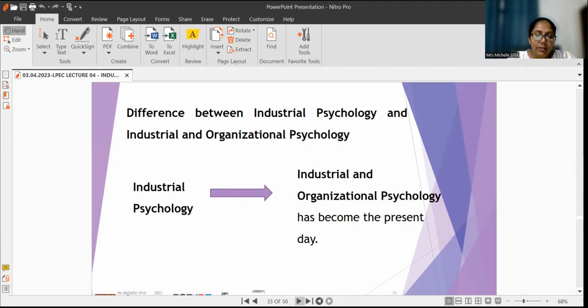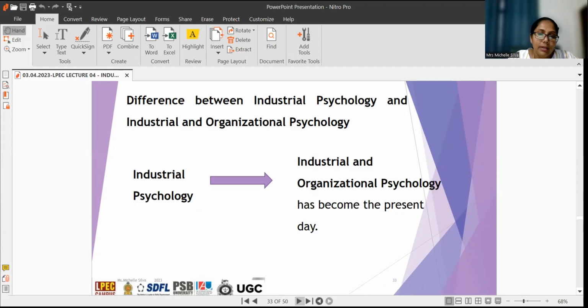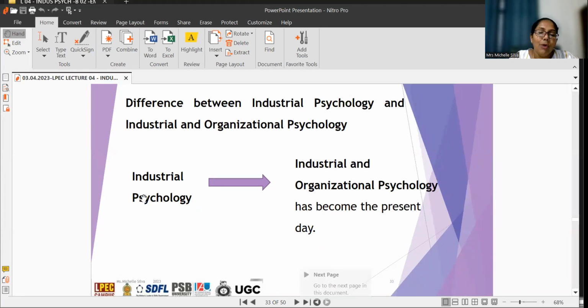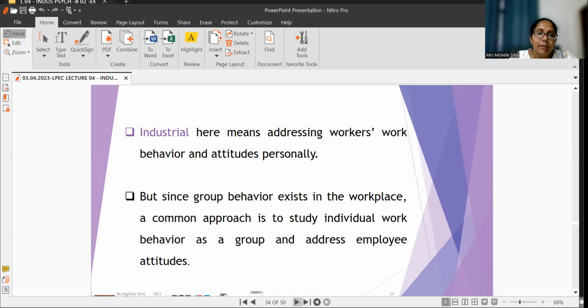So the difference between these two is, let's see how this shift has already taken place. Industrial means addressing workers' work behavior and attitudes personally. When we focus on the word industrial, it means that we try to address employee work behavior and their attitudes personally, individually. But we know in an organization context, my dear student, that if industrial psychology focuses on employee behavior and attitude as an individual person.